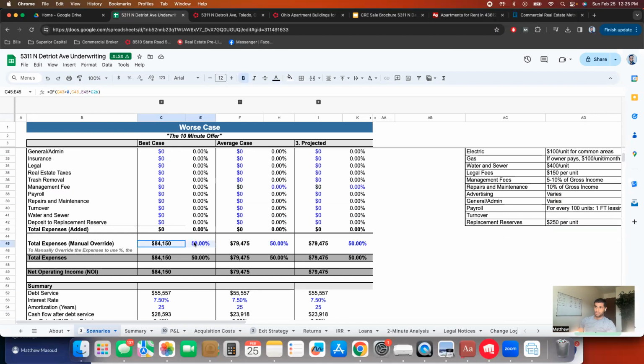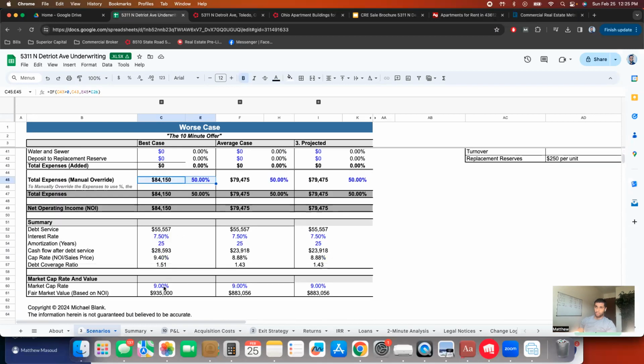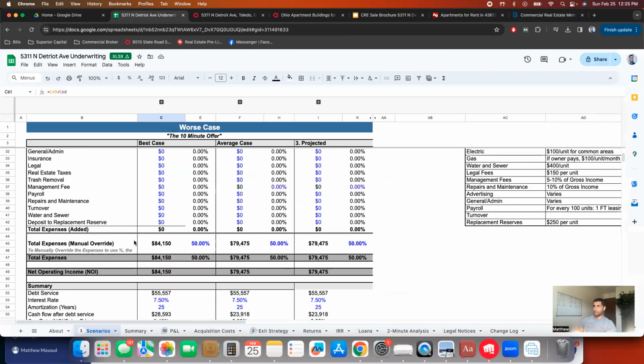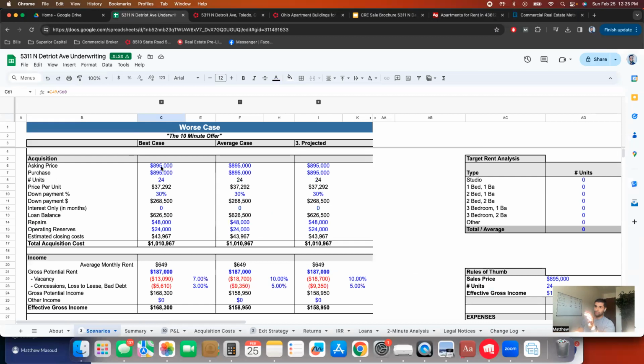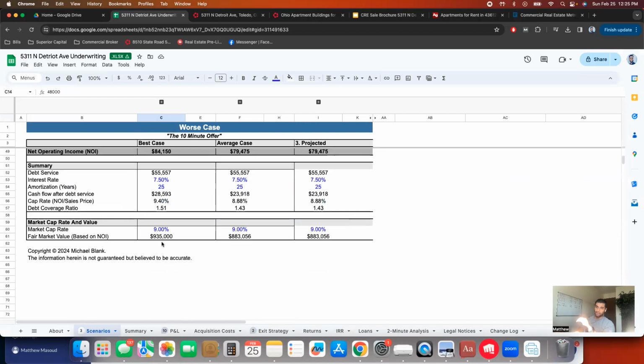So it looks like when the property is stabilized, that means after we can achieve this rent, after we can achieve a 50% expense ratio, the property will be worth $935,000. Okay, so already looking at this, they want $900,000 for the property. I'm anticipating putting in another $50,000 for the property. So I'm going to be all in at $950,000, and then the building is going to be worth $935,000.